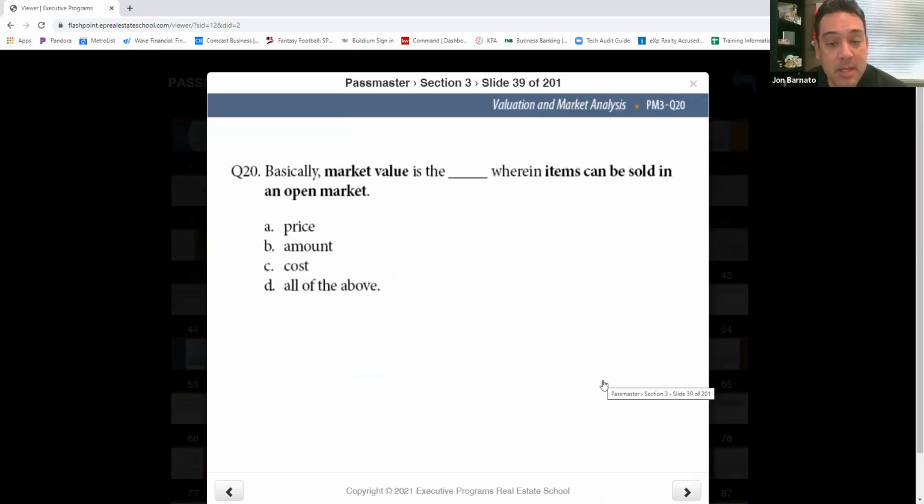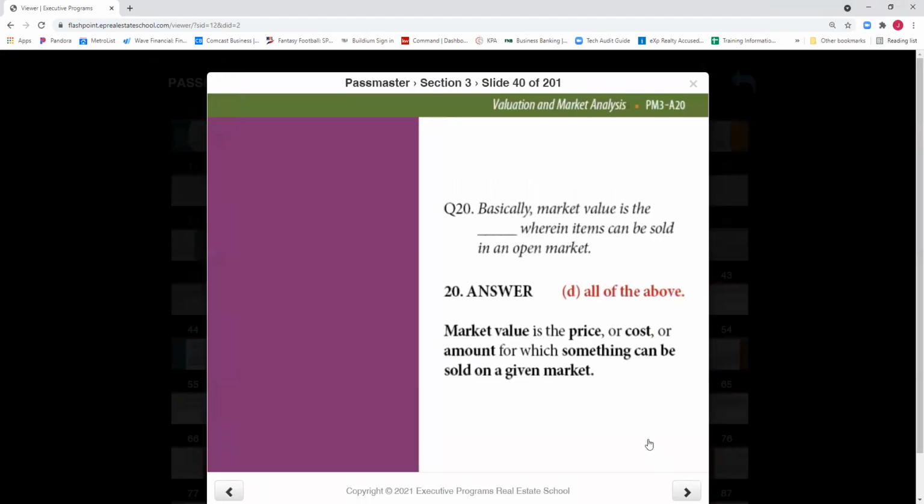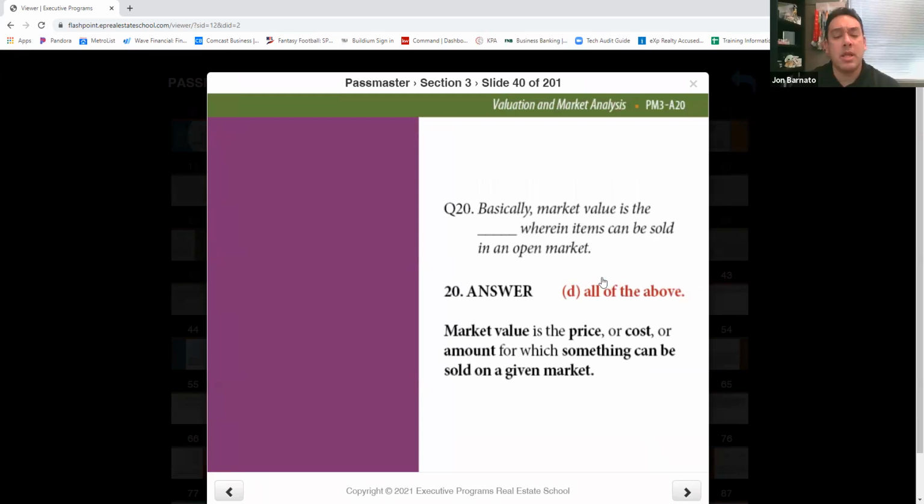Basically, market value is the blank wherein items can be sold in the open market. All of the above, D. Yep. All the above. D. I want to point out one thing that you might see on the test: open market is a concept where there's a willing buyer and a willing seller, right? That's important in appraisal because there's oftentimes a sale that happens where those conditions aren't met, and those comparable sales would not likely be used in appraisal because that condition didn't occur.